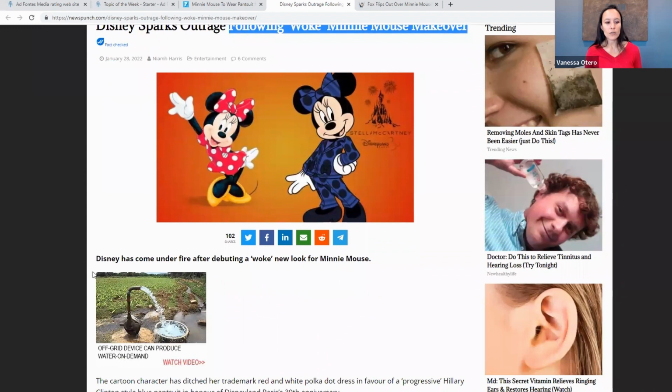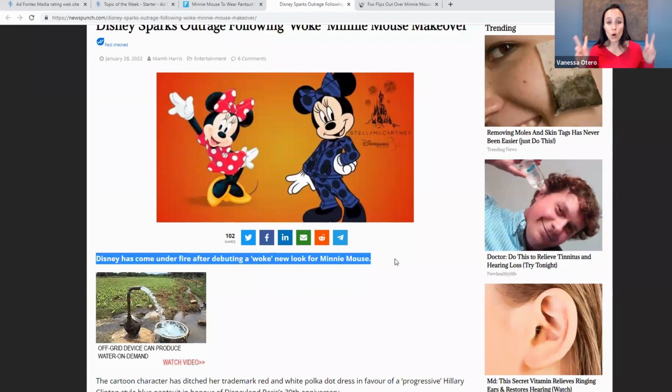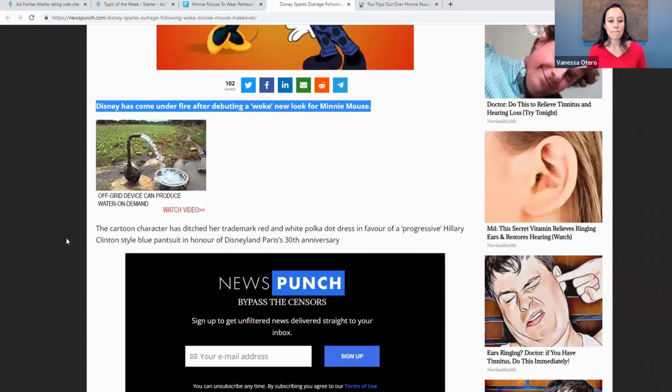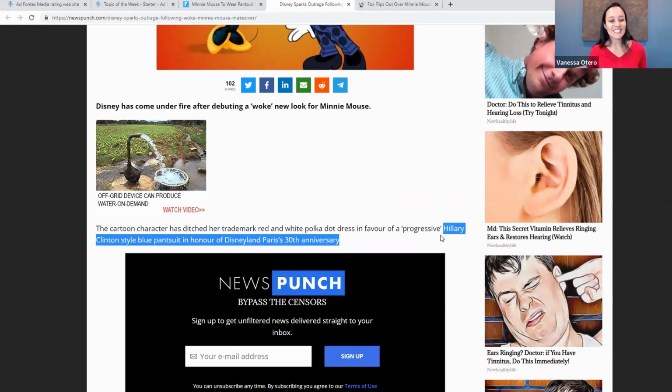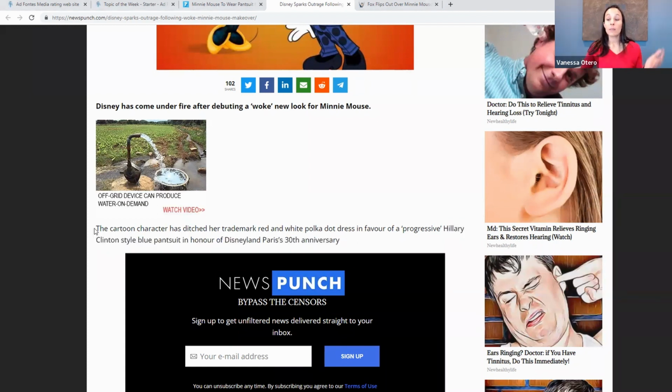All right. So: Disney has come under fire after debuting a woke new look for Minnie Mouse. The cartoon character has ditched her trademark red and white polka dot dress in favor of a, quote, progressive Hillary Clinton-style blue pantsuit in honor of Disneyland Paris's 30th anniversary. So that's just one sentence, but there is some implied bias with just a couple of words here. She ditched her trademark red and white. Ditched is slightly negative, not a big deal here. In favor of a progressive Hillary Clinton-style blue pantsuit.